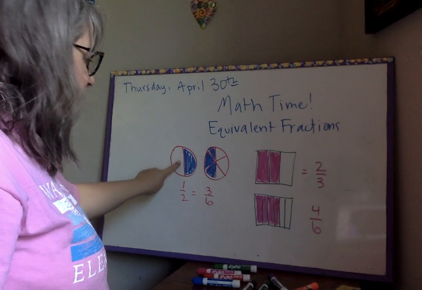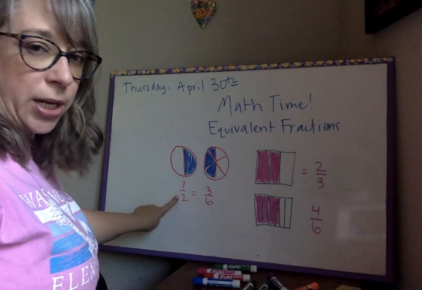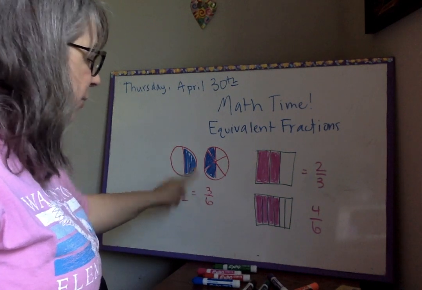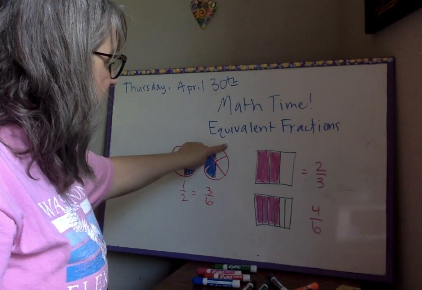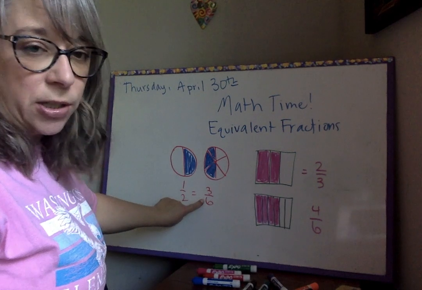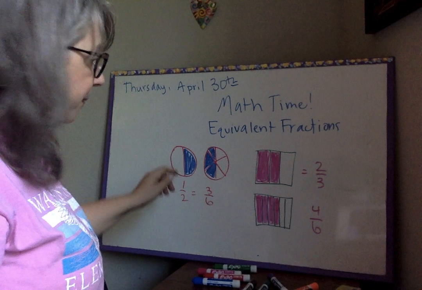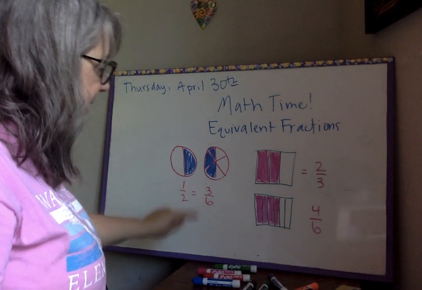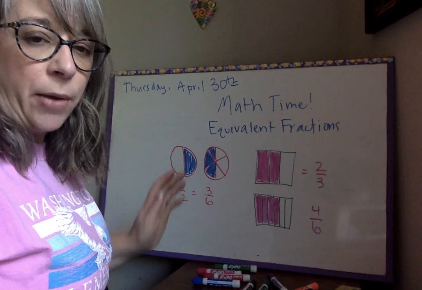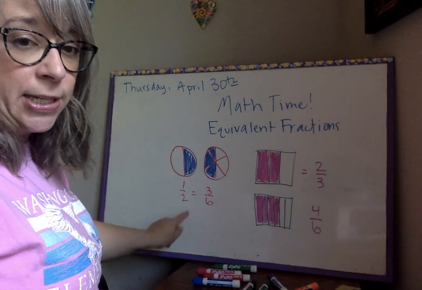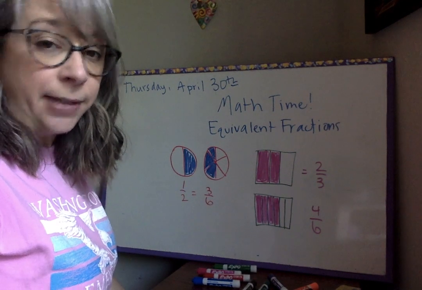So how many parts of this 2 is shaded in? 1. So we have 1/2. One part of 2 is shaded. All right, so let's look at this one. How many parts do we have to this whole? 1, 2, 3, 4, 5, 6. So 6 will be our denominator. How many parts are shaded in? 3. So we have 3/6. We have 3 parts shaded out of 6. These two are equivalent fractions. 1/2 is equal to 3/6.